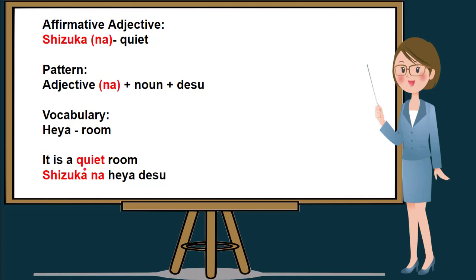Take note, we will be using an adjective at the beginning of the Nihongo sentence. Quiet is Shizuka na. Take note of our pattern. The adjective should be written at the beginning of the sentence, followed by a noun, and followed by desu. It is a quiet room in Nihongo is Shizuka na Heya desu. I'll repeat, Shizuka na Heya desu.